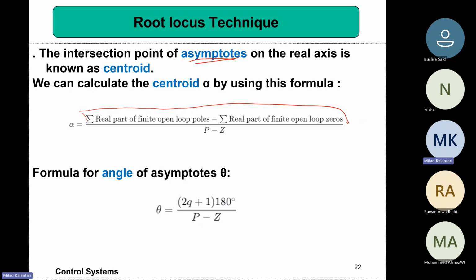We did this summation to find the centroid of the asymptotes, and since we didn't have any zeros, we didn't have this calculation. Later on, we will see other examples that also have zeros. And then this was what we calculated to find the phi. Here is theta, basically.